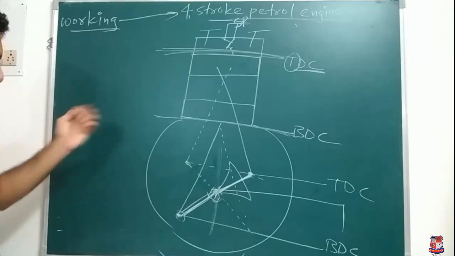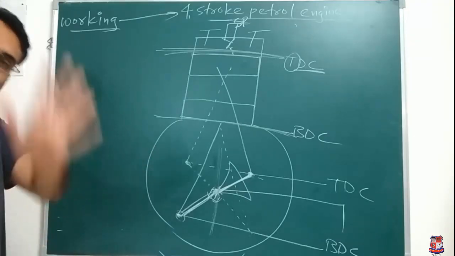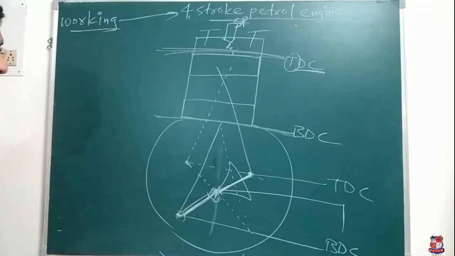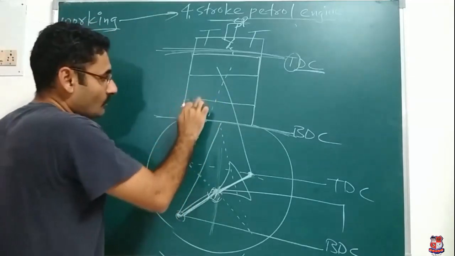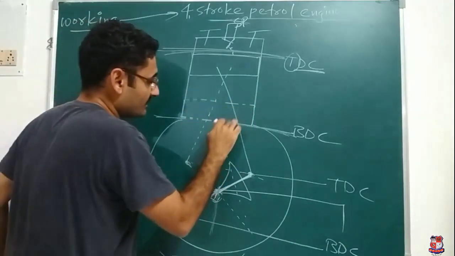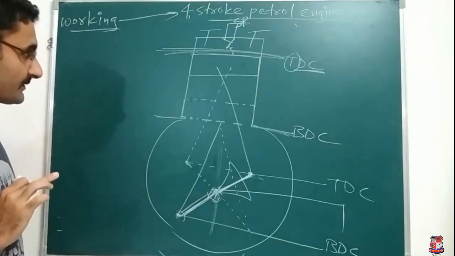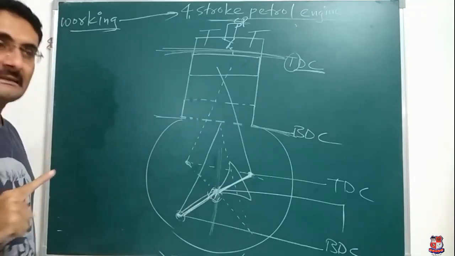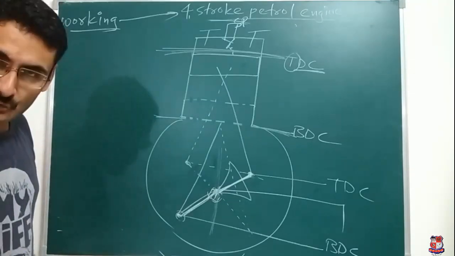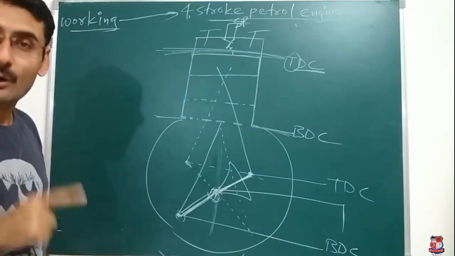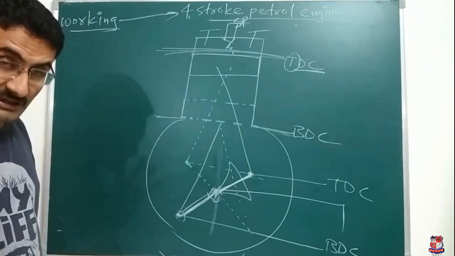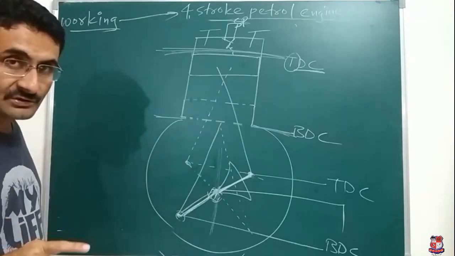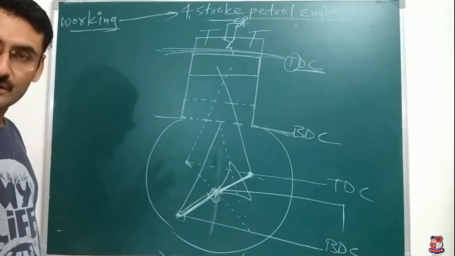Now we will start with the working principle. Initially, I will make this dotted so that there is no confusion in this diagram. First of all, in total 4 strokes are present. Whether your engine is a 4-stroke engine or a 2-stroke engine, in each and every engine the number of strokes is 4. Which 4 strokes are there?